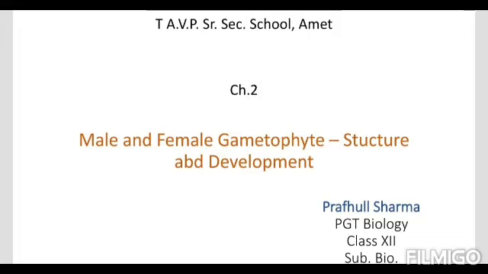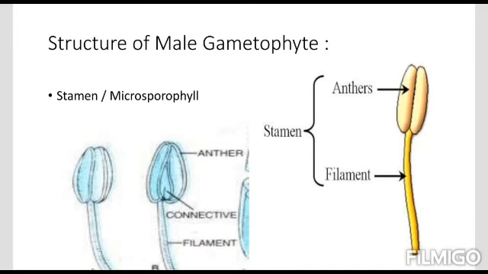Let's start our today's session for chapter number 2, male and female gametophytes, structure and development. As we have already talked about, flowers are formed as reproductive organs in angiosperms, and morphologically a flower is a modified shoot with limited growth in which the flower whorls and nodes are highly condensed. Therefore, the flower is also called a sporophyll-bearing shoot.